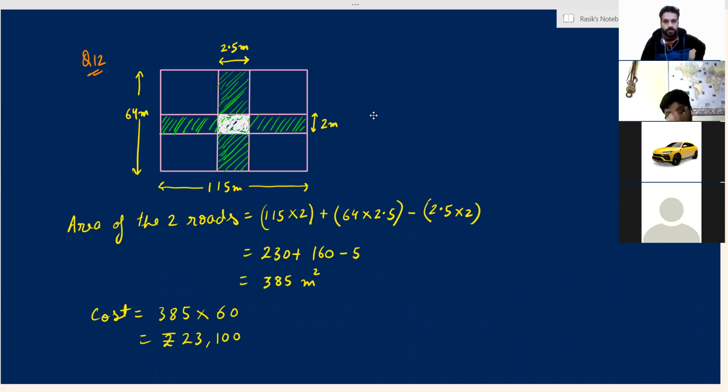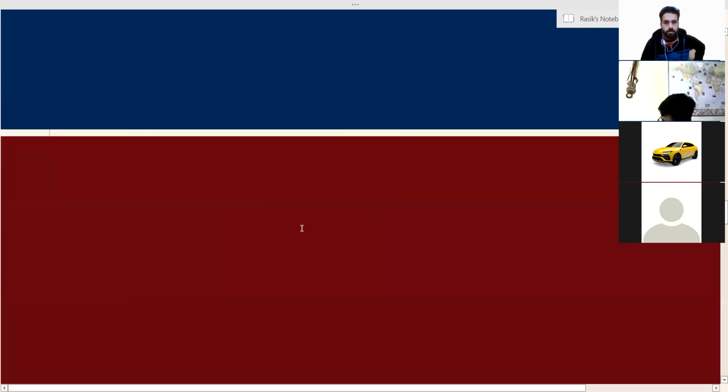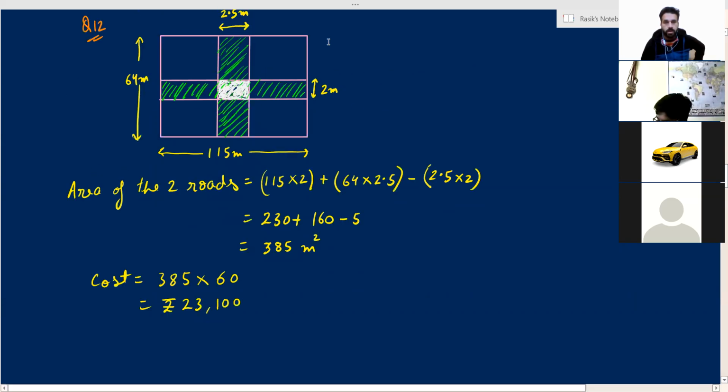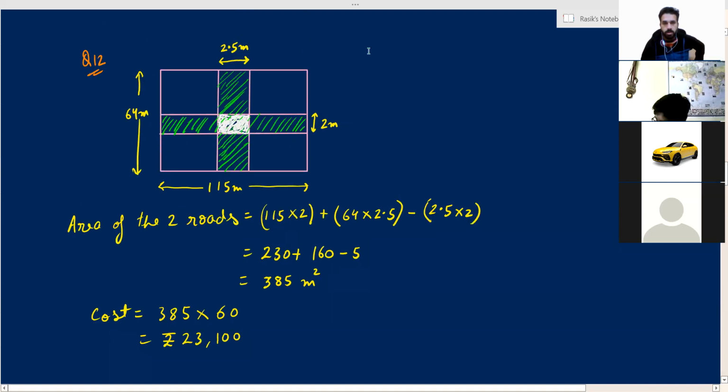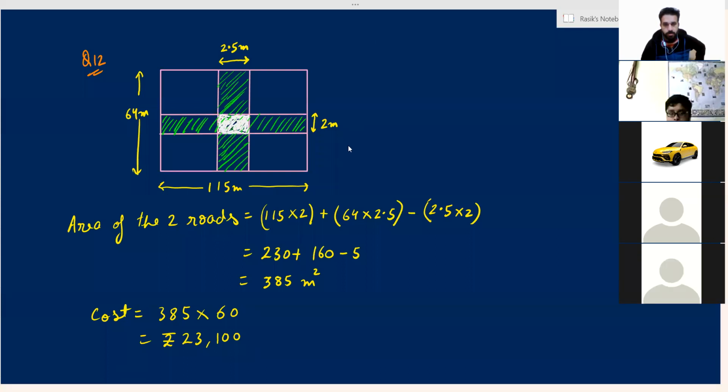Sir, this is combined class. So in class 7th A, we have already done question 12. In class 7B also. 7B students, have you all done question 12? Yes, sir, we have to start from the second part.